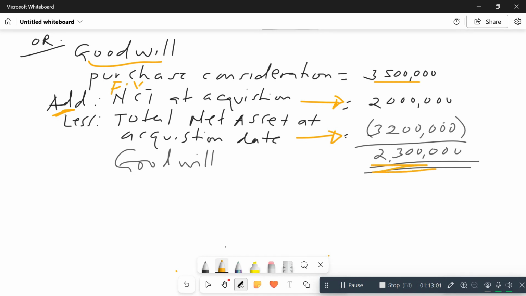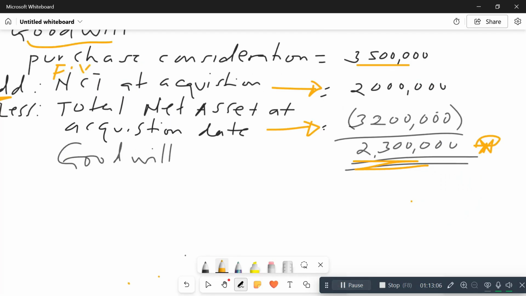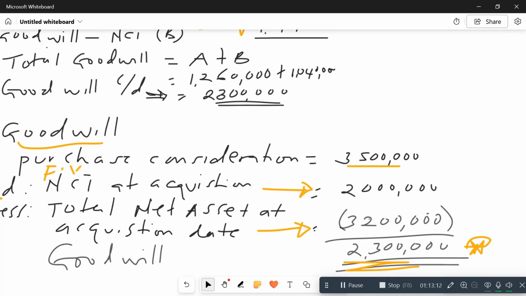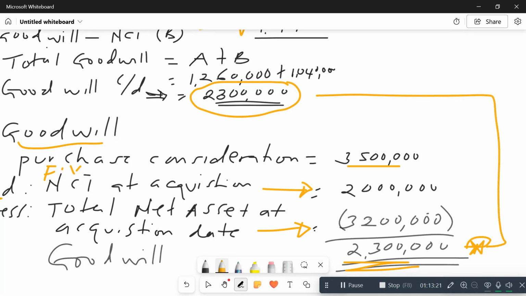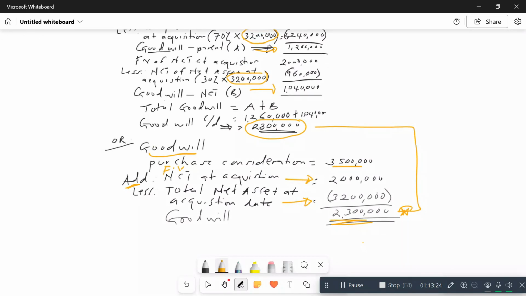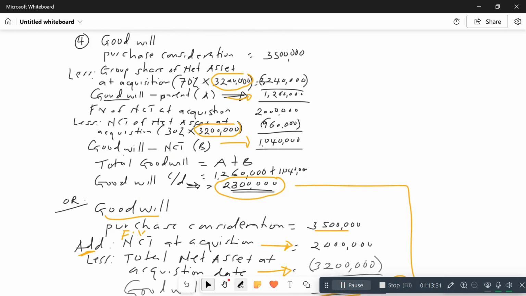When you look at this answer, it is the same as 2,300,000. Even here we have the same answer, 2,300,000. When you look at these answers, they are the same. So you can use either method 1, this one, or you can use this one. Either way, you will get the same answer.